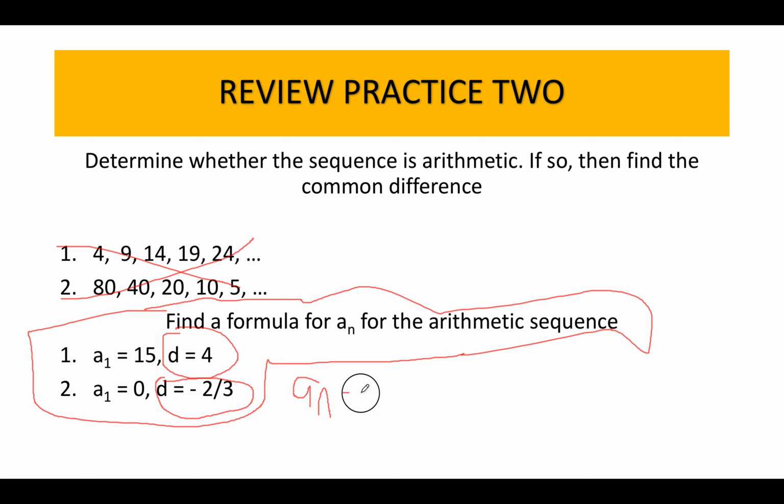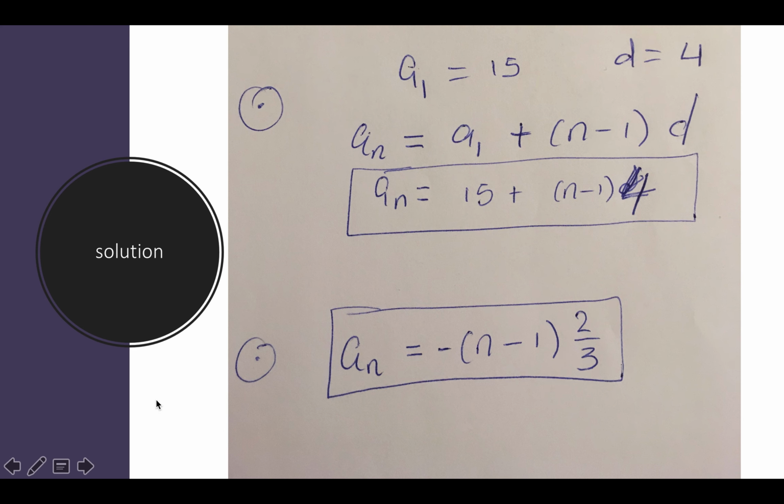This is the formula that you have to use, for those of you who want to try it by yourself: A of n equals A of 1 plus n minus 1 times d. Try that. Here it is. Again, very simple. I'm just plugging in the formula directly, plugging in A of 1 and d, and I get the formula, which is what the question asks you to do. The same thing here. Here A of 1 is 0, so there was no need to put the 0 in. If there are any questions, please let me know.